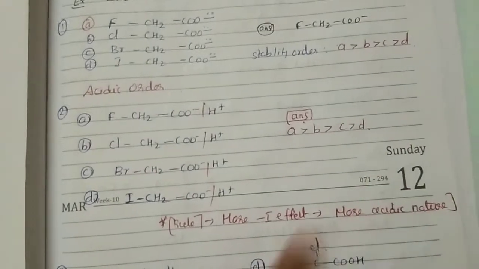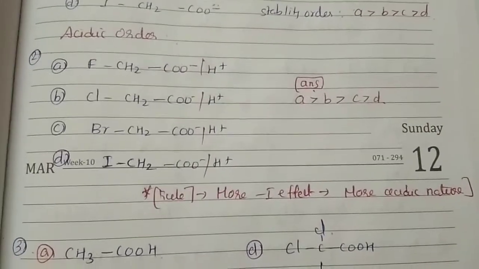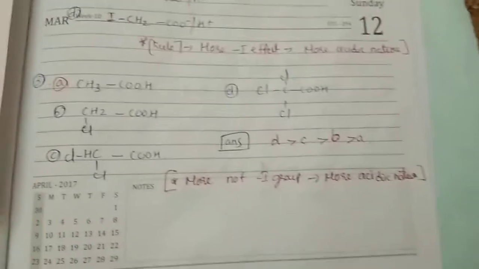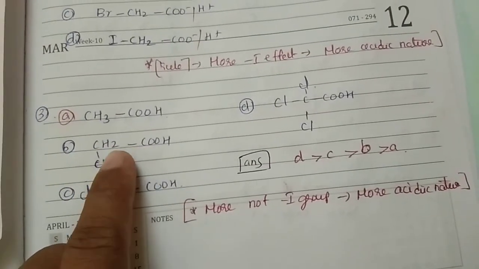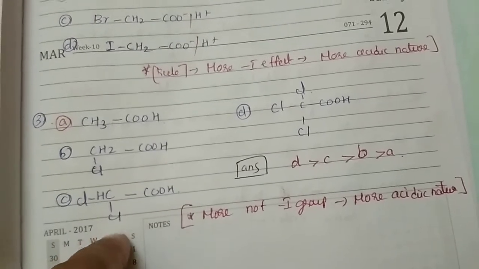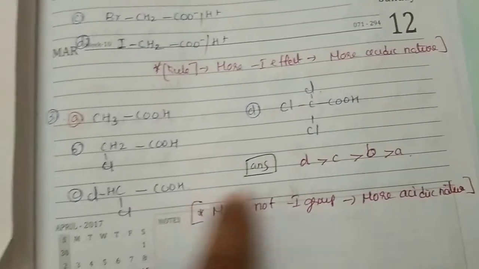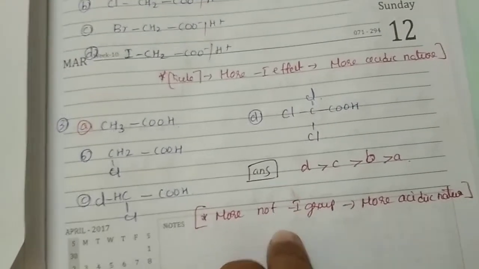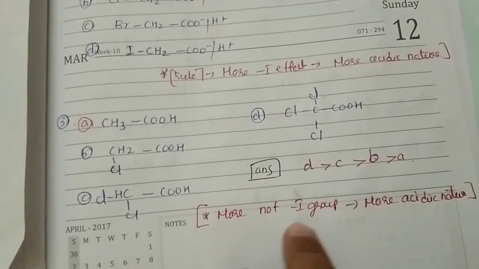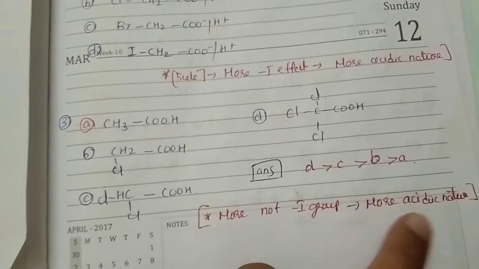So you have to memorize the rule. More minus I effect, more acidic nature. Then another example, CH3COOH, CH2ClCOOH, CCl3COOH. Here 3 chlorine atoms and COOH. So what is the rule? More number of minus I groups, more acidic nature.